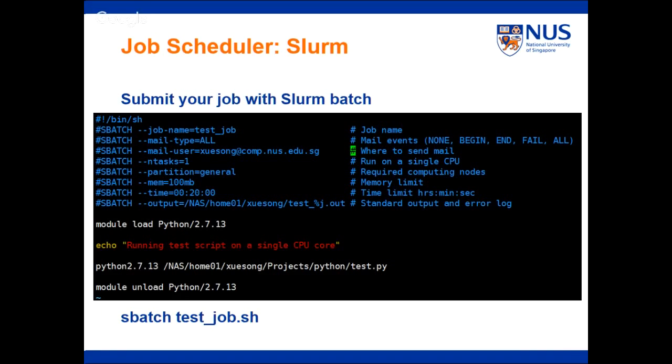And the second part is the commands. Here I use Python as an example. You load the Python module, right? The second line just prints something on the screen. And I run this script here; test.py is my Python script. Finally, after it's done, you just unload it. Then you submit it using sbatch test.sh, which is the name of this batch script. Then it will be submitted to the backend and get the resources for computing.